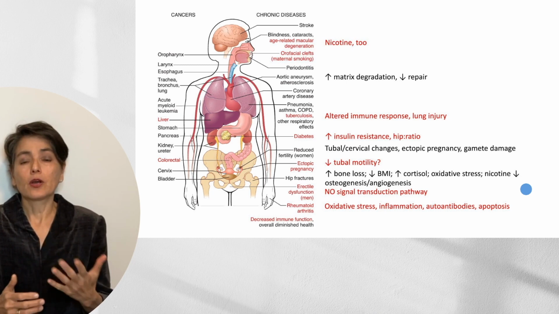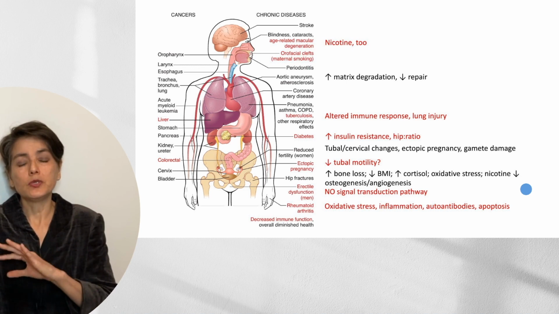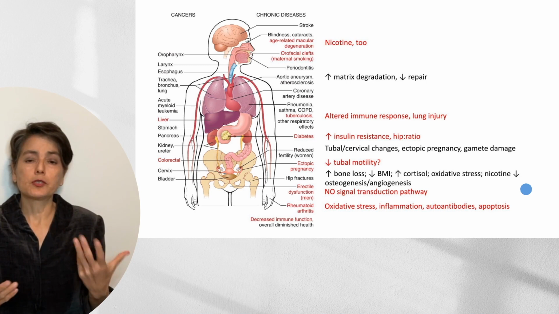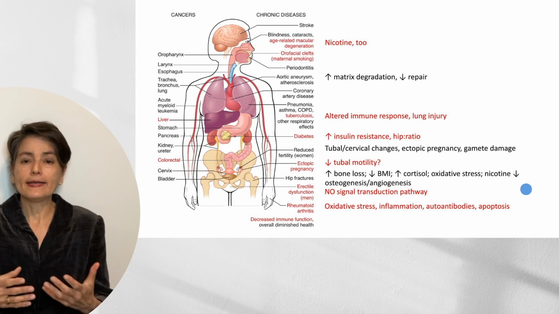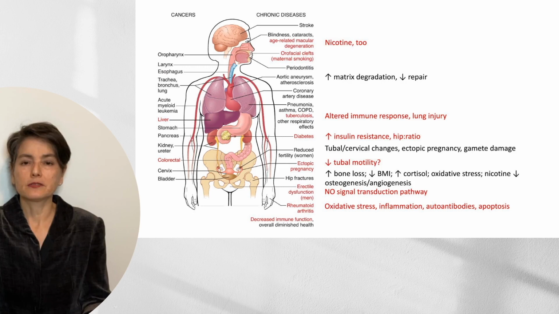Regarding erectile dysfunction in men, we know that cigarette smoking is going to affect the nitric oxide signal transduction pathway. And some of the medications that are used for erectile dysfunction work to deal with the nitric oxide pathway. And then finally, when we think about something like rheumatoid arthritis, there is again a lot of different mechanisms here. So you have increased oxidative stress and inflammation, autoantibodies, as well as apoptosis, all of which increase risk of rheumatoid arthritis.